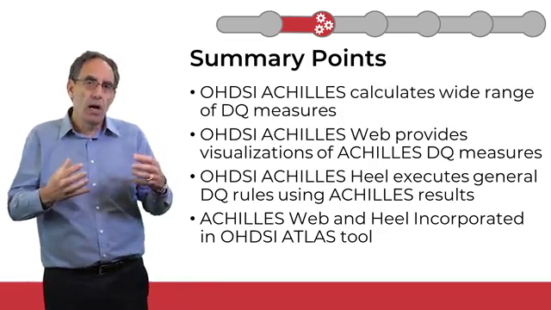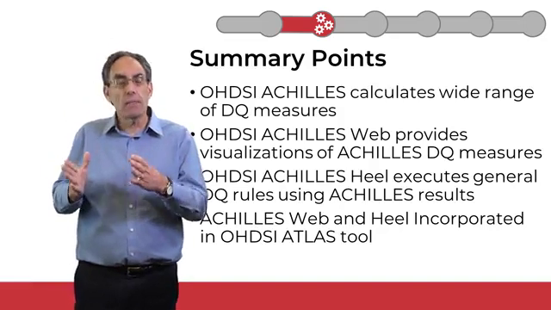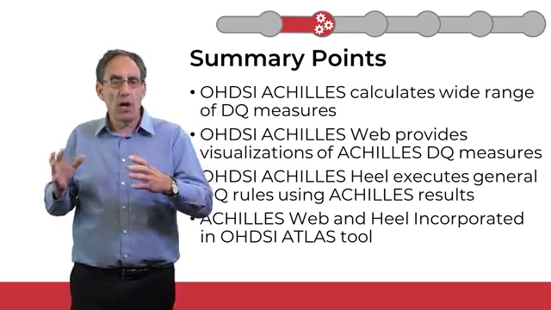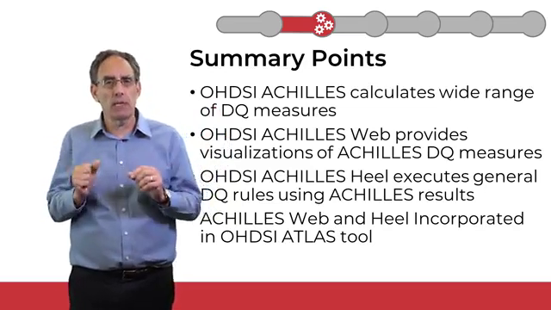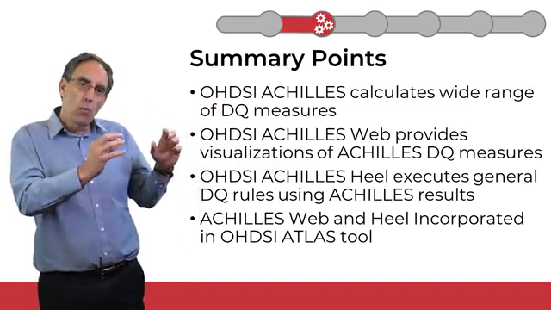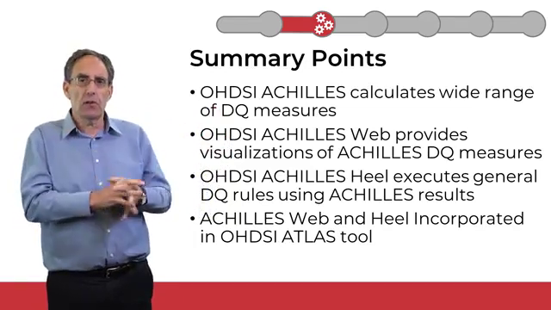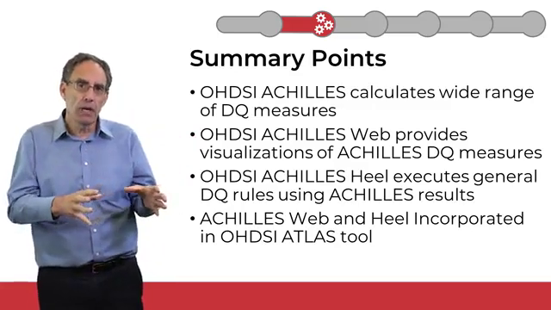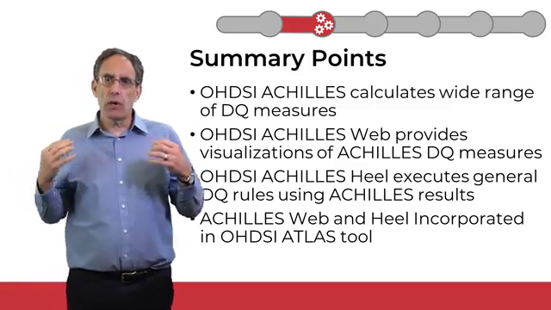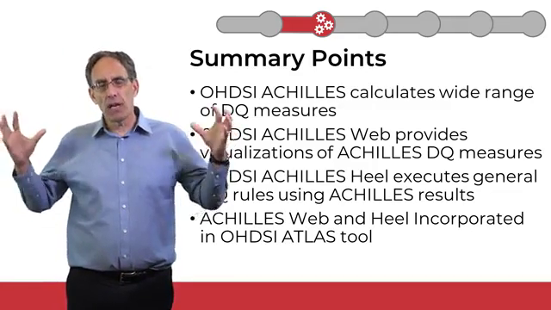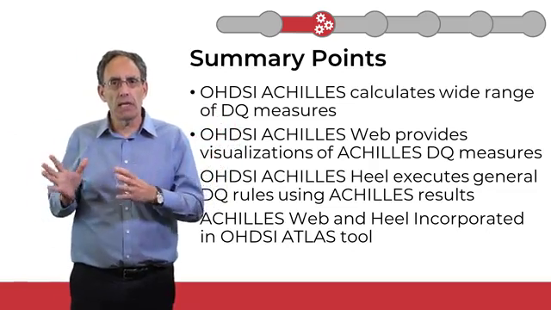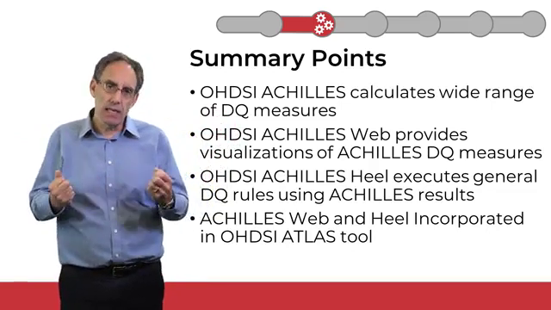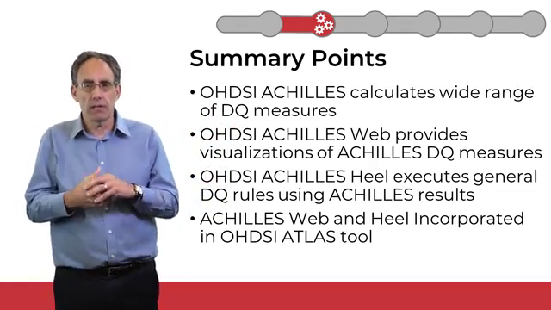In summary, OHDSI Achilles is an R-based package that calculates a wide range of data quality measures across the entire OMOP Common Data Model. The Achilles Web component surfaces these results in an interactive interface. The Achilles Heel component applies a set of generic data quality rules across all tables and columns in the OMOP Common Data Model. And the entire Achilles package is accessible under a single user interface called Atlas.